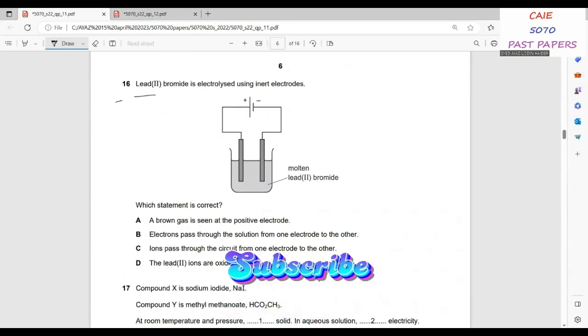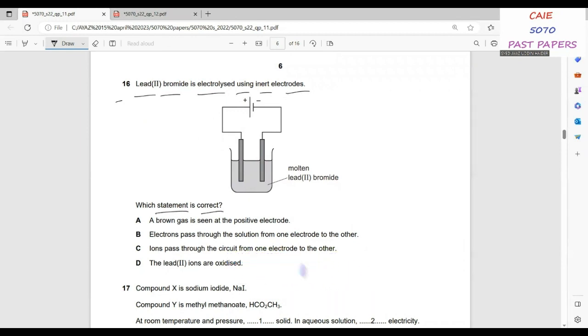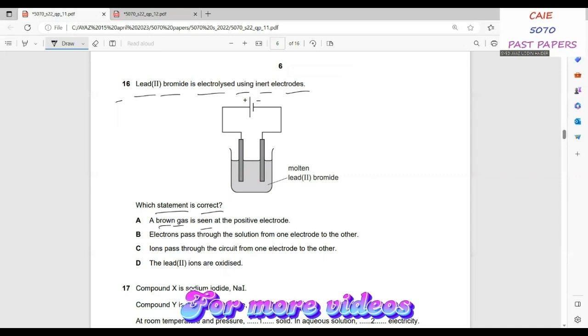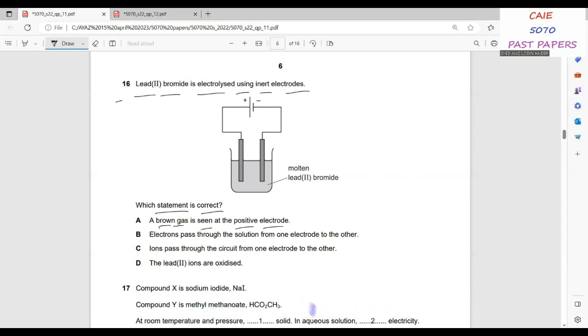16. Lead-2 bromide is electrolyzed using inert electrodes. Which statement is correct? A. A brown gas is seen at the positive electrode. Positive electrode is anode, and at anode, bromine gas will be produced, and bromine gas is brown in color. A will be the right answer.